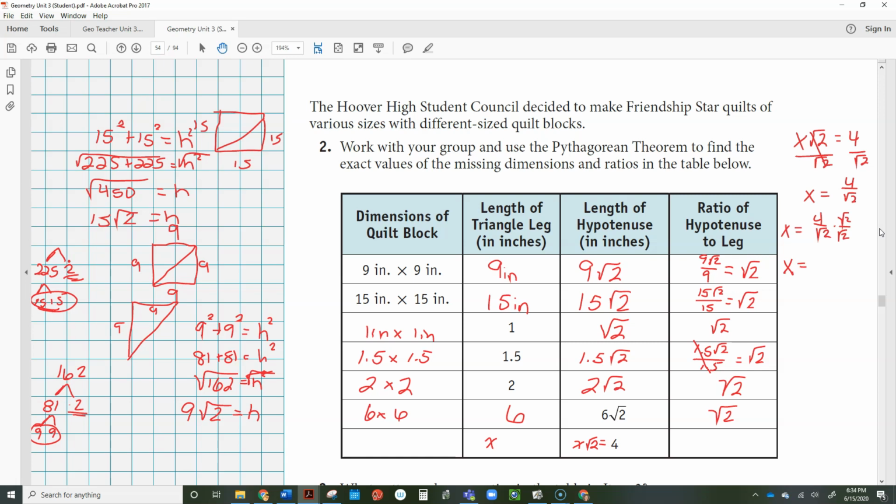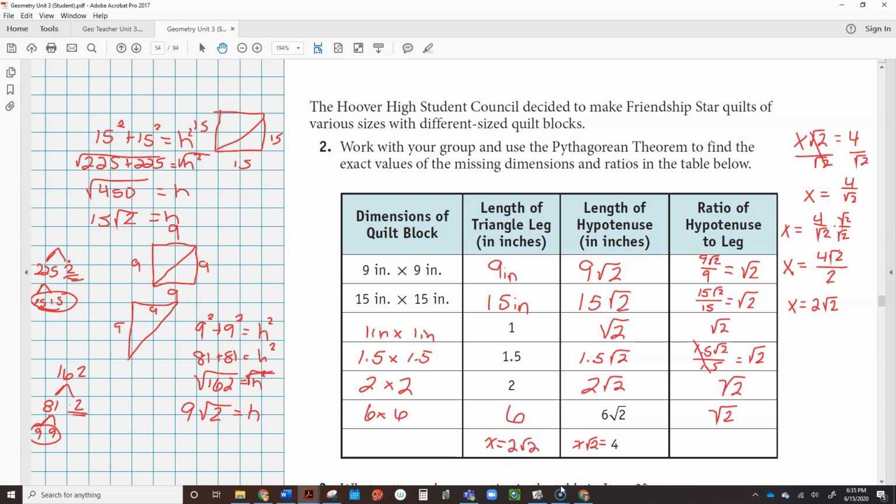And that's going to make it go away. So on the top, I've got 4 times the square root of 2. And on the bottom, I've got the square root of 2 times the square root of 2, which is just 2. And then because they're both just integer values, the 4 and the 2 will reduce, and that ends up being 2 square roots of 2. So that's what this over here is. This is 2 square roots of 2.